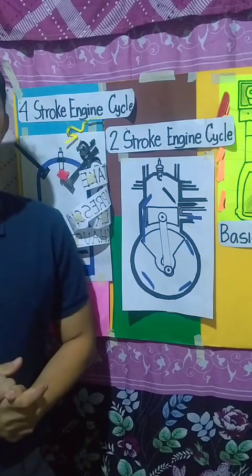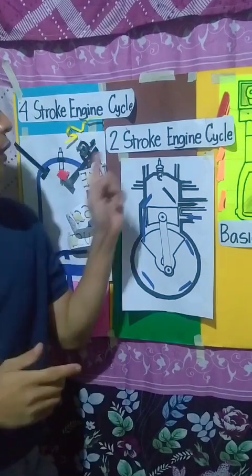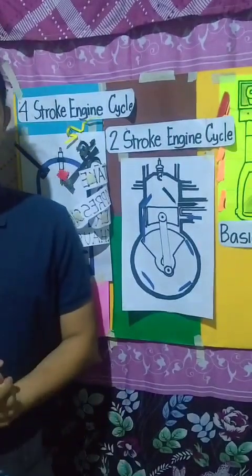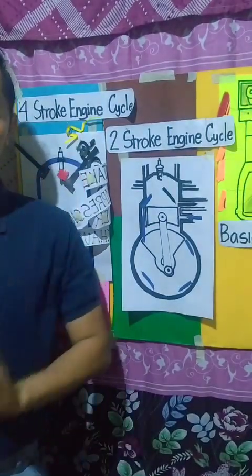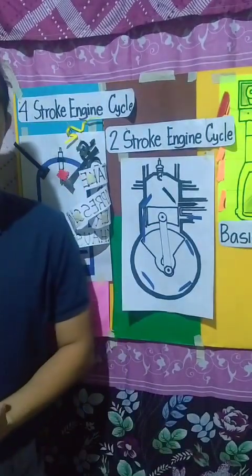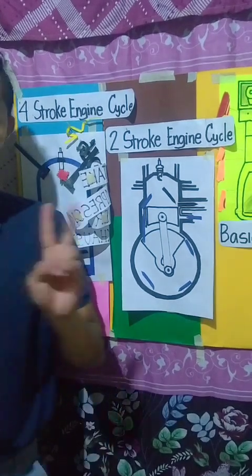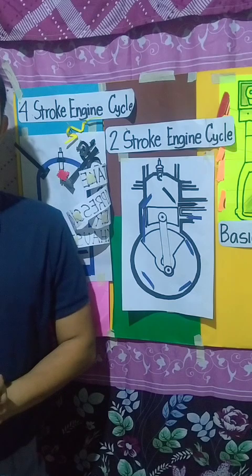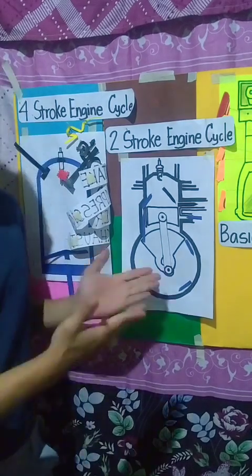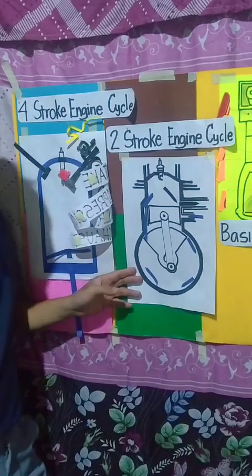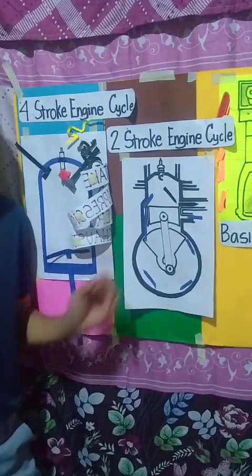Now, let's talk about the two-stroke engine cycle. The two-stroke engine cycle consists of two stages. Stage 1, intake and compression. Stage 2, power and exhaust. This is a simple illustration of the two-stroke engine cycle. First is the intake.